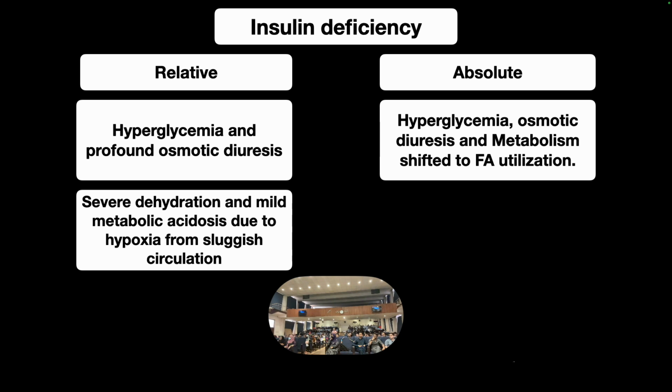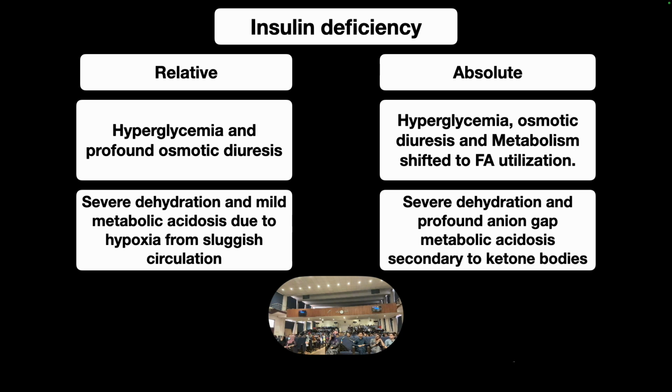When there is absolute deficiency, again there is hyperglycemia, there is osmotic diuresis, and metabolism is shifted to fatty acid utilization, because a very small amount of insulin is required to prevent fatty acid metabolism from starting. So in the hyperglycemic hyperosmolar state, we do not have fatty acid metabolism. The consequence of fatty acid metabolism will be production of ketone bodies. So there is severe dehydration and profound anion gap metabolic acidosis secondary to ketone body formation.